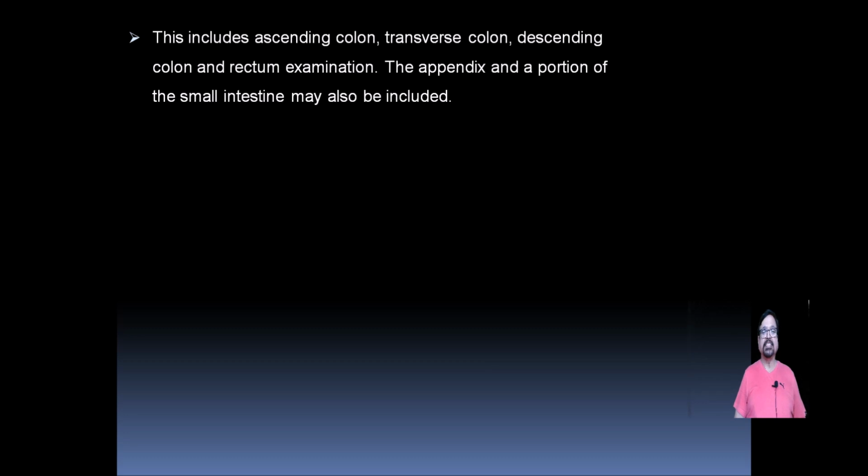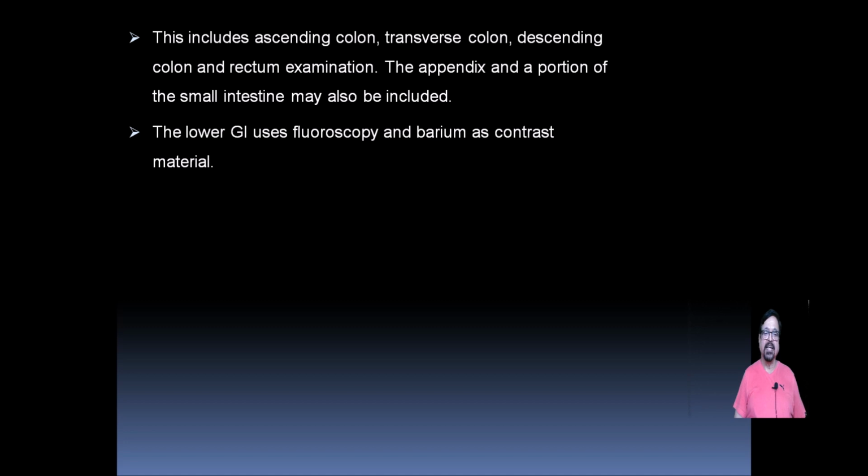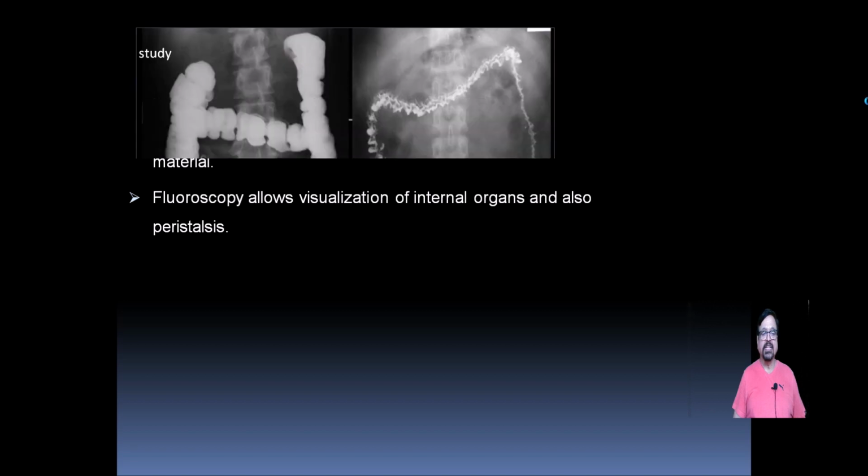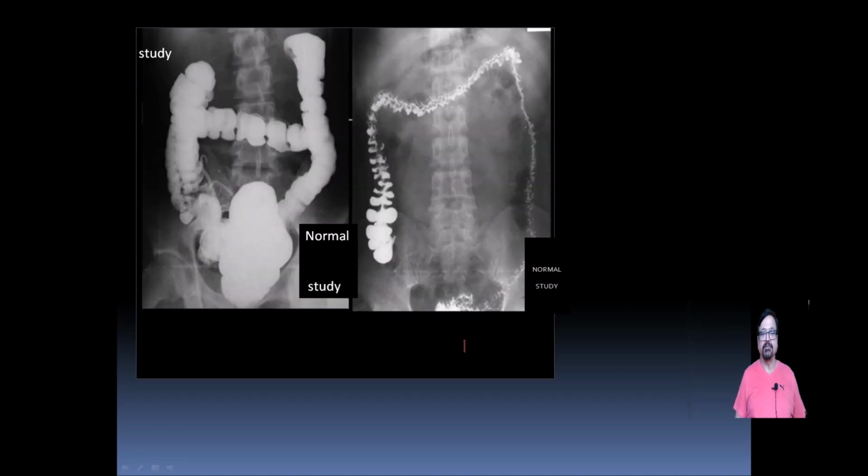Now, these include ascending colon, transverse colon, descending colon, and rectum examination. The appendix and portion of a small intestine may also be included, if we can push barium up to the terminal ileum and beyond it. The lower GI uses fluoroscopy and barium as a contrast medium. Fluoroscopy allows visualization of internal organs and peristalsis.